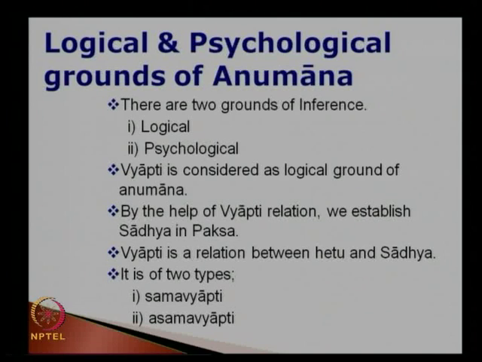Vyapti is a relation between Hetu and Sadhya, as I have said repeatedly, and further it is of 2 types: one is Samavyapti, another is Asamavyapti. Samavyapti means a two-sided relation. That means by seeing smoke you can infer fire, and by seeing fire you can also infer smoke. So while inferring from one to another, you can also inversely infer. That is called Samavyapti.